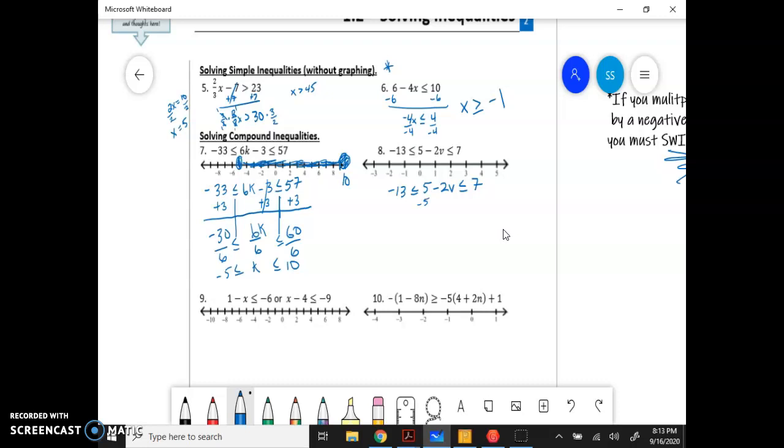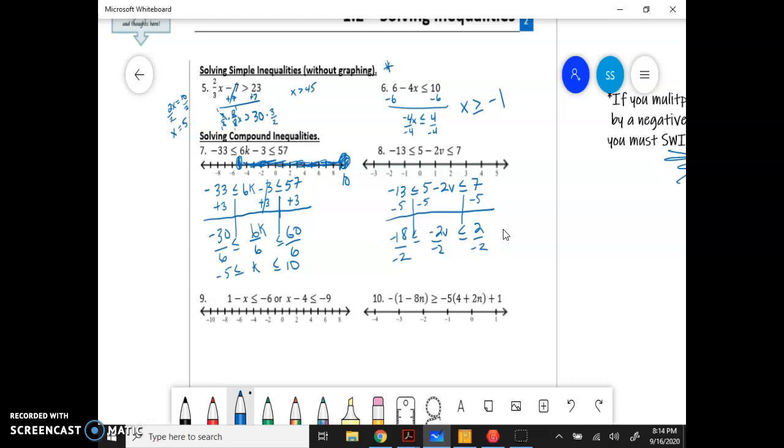If it helps to draw the lines, you can go ahead and do that. You don't have to. So I'm going to subtract 5 on all sides. And I'm left with -18, -2v, and +2. So now we go ahead and we divide by -2, divide by -2, divide by -2.